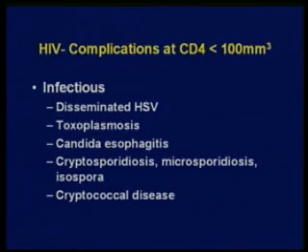So let's talk about complications with a CD4 count under 100. Some infectious ones include disseminated HSV, toxoplasmosis, Candida esophagitis, cryptosporidiosis, microsporidiosis, isospora, cryptococcal disease. I'm going to talk about these in a second.